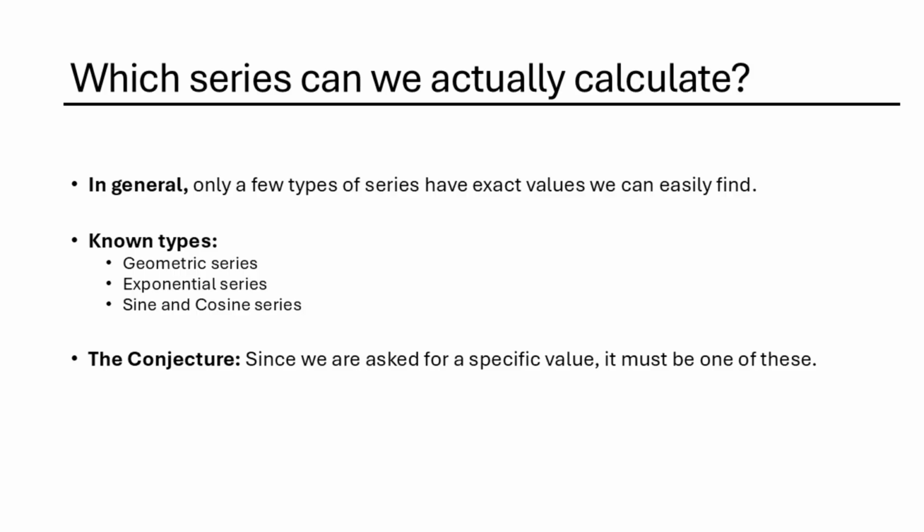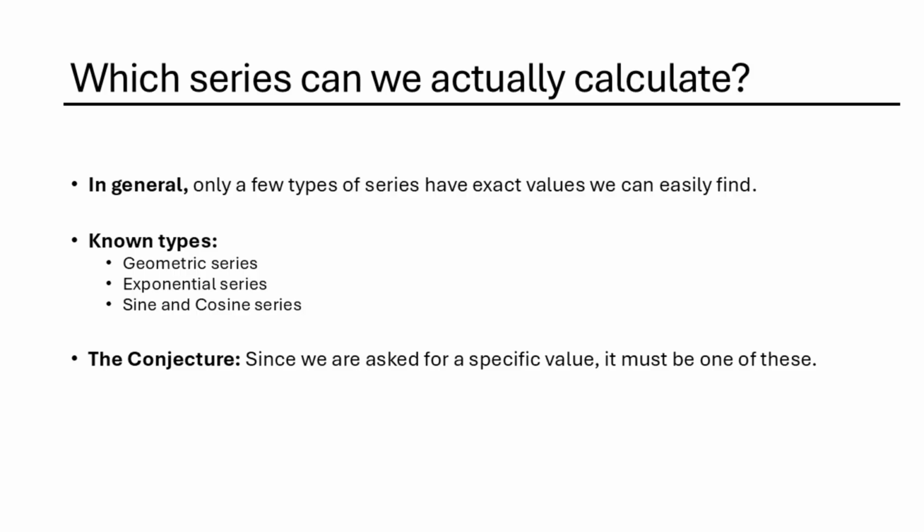Now, the first thing you should consider is this. In general, there are only a few types of series where we can actually calculate the exact value. We know the value of the geometric series, we know the value of the exponential series, and perhaps also the values of the sine and cosine series. By that, I mean we know their specific formulas and what the series themselves look like.